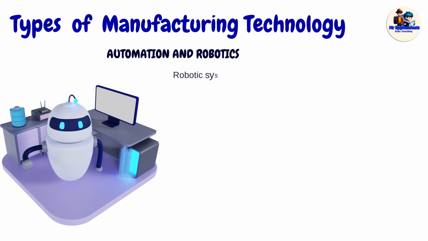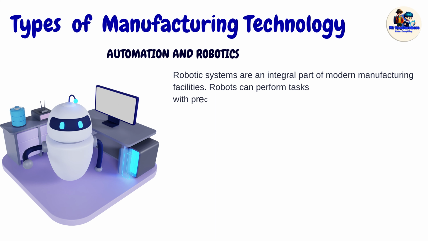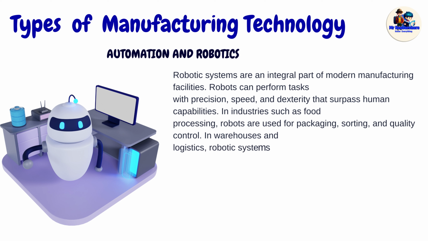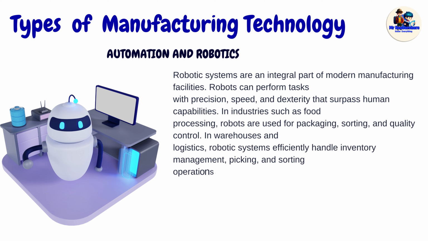Robotic systems are an integral part of modern manufacturing facilities. Robots can perform tasks with precision, speed, and dexterity that surpass human capabilities. In industries such as food processing, robots are used for packaging, sorting, and quality control. In warehouses and logistics, robotic systems efficiently handle inventory management, picking, and sorting operations.